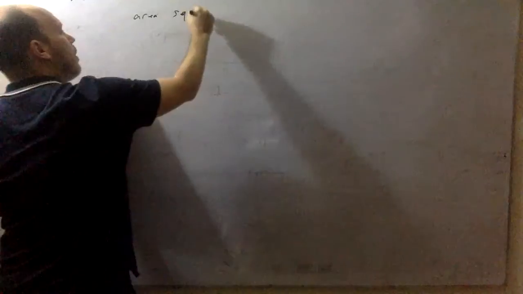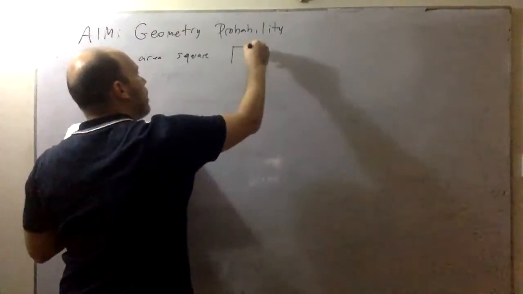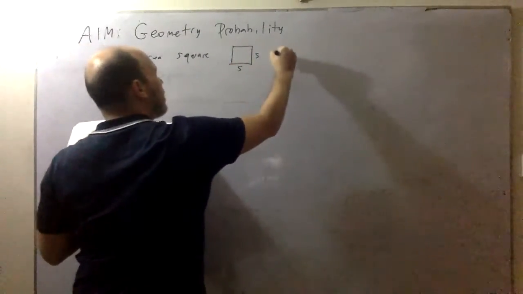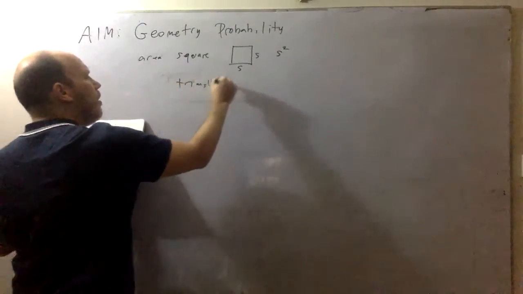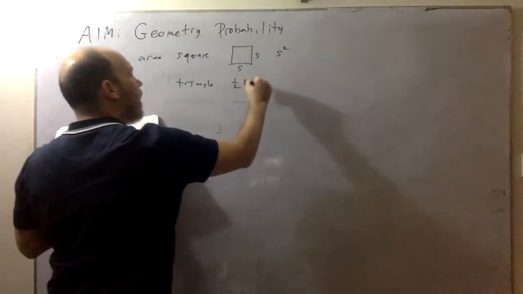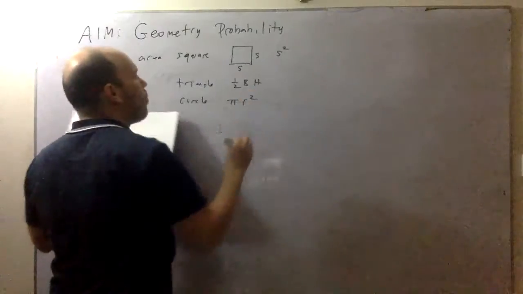The area, so just quickly, the area of a square is side times side, it's side squared. Sorry, I'm rushing a little bit. Let's move the camera up there. The area of a triangle is 1/2 base times height, and the area of a circle is pi r squared.